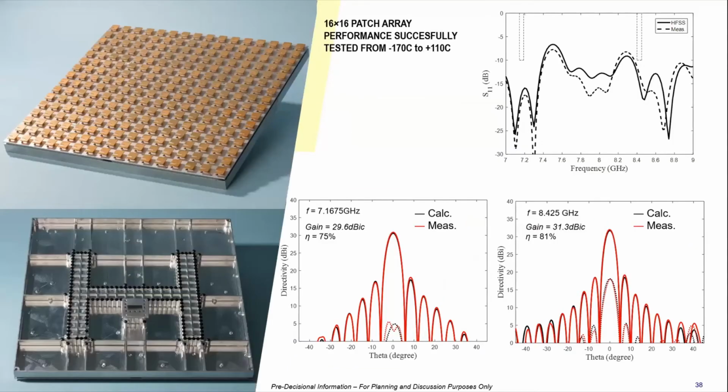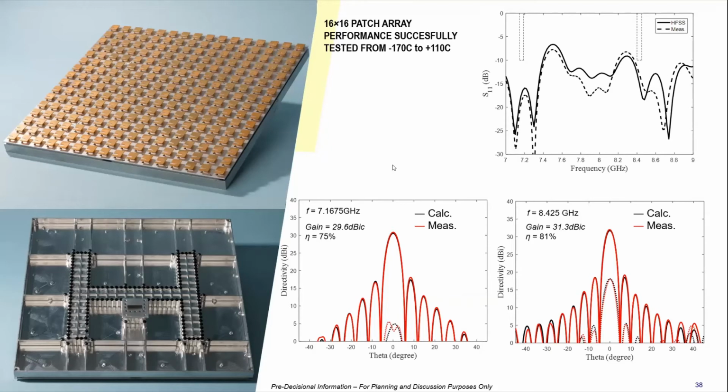Then we built a 16x16, which consists of 2x2 subarrays put in an array, and the array of 2x2 subarrays is excited with waveguides. The waveguide is dividing from 1 to 4 ports. And here is the agreement between calculated and measured. The efficiency that we obtained on the first prototype is still very impressive, and the agreement between calculated and measurement is just very impressive. You can barely see the difference between the two.